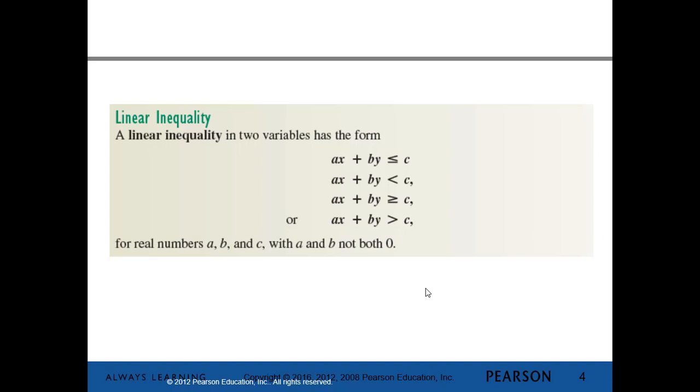Okay, these are a couple of ones, and we're only going to be dealing with, at this point, two variables. So we could have something that looks like this, where we have x and y that is less than a constant, less than or equal to a constant. We could have something that looks like this, a linear expression that is less than a constant, or we can have greater than or equal to or greater than. Okay, and again, we're assuming that a and b are not both 0, and a, b, and c are real numbers.